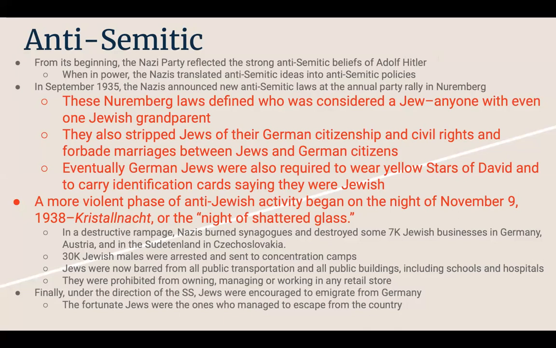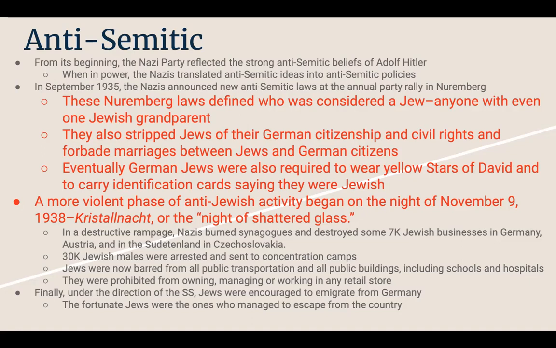A more violent phase of anti-Jewish activity began on the night of November 9th, 1938: Kristallnacht, or the night of shattered glass, broken glass, same thing. In a destructive rampage, Nazis burned synagogues and destroyed some 7,000 Jewish businesses in Germany, Austria, the Sudetenland and Czechoslovakia. 30,000 Jewish males were arrested and sent to concentration camps.